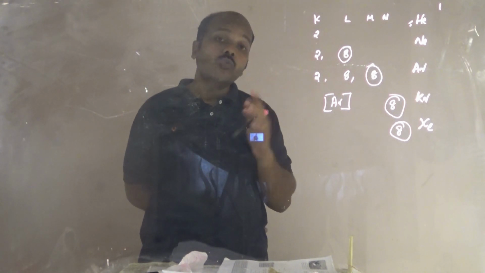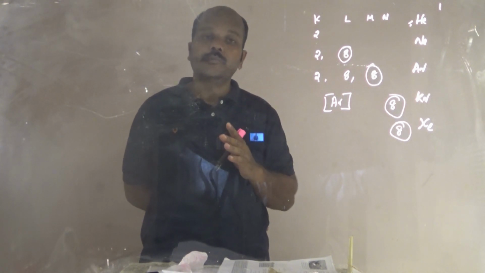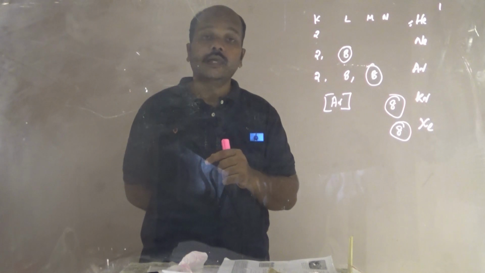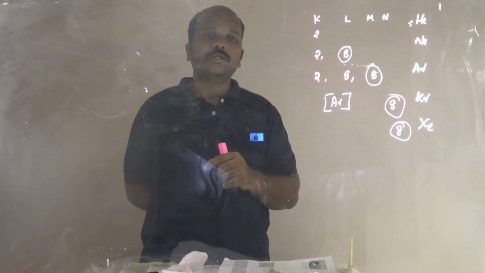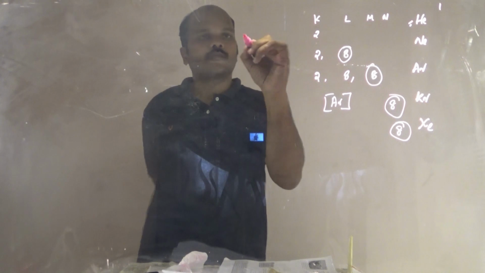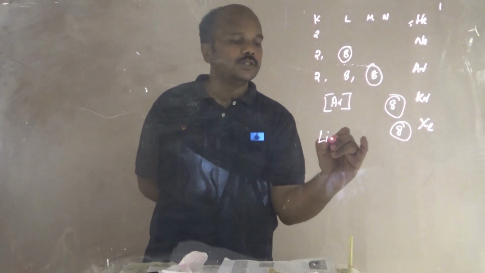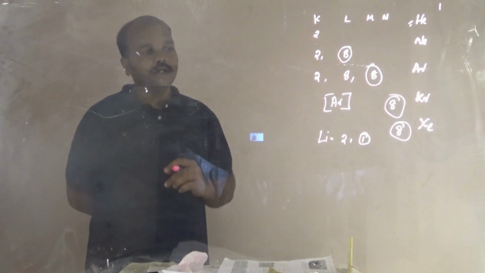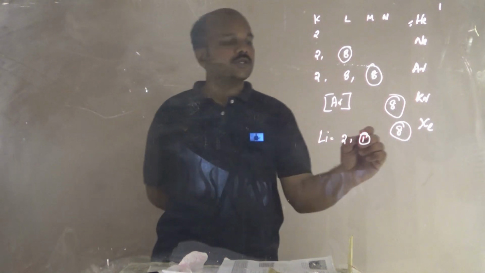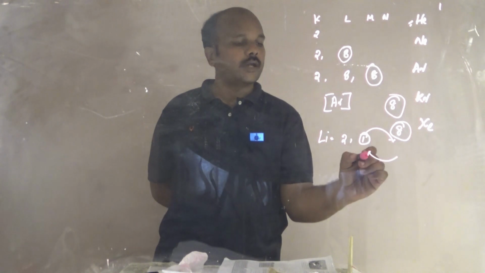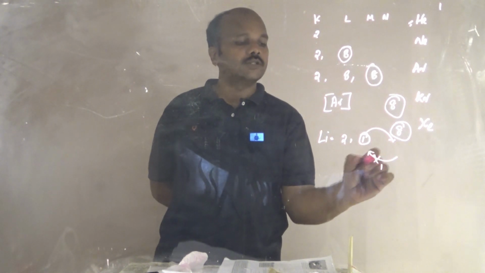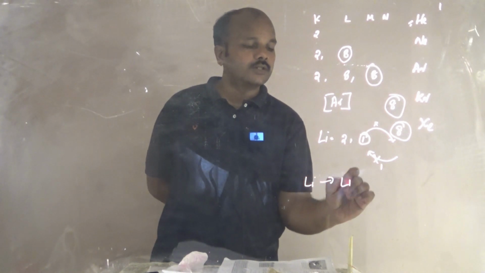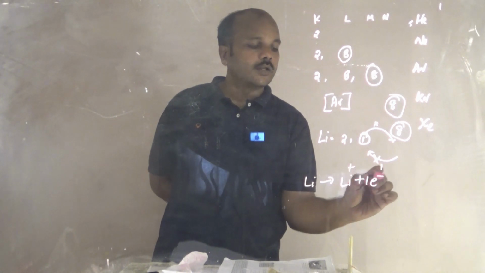One more thing is how an element reacts. It depends on whether it has unpaired electrons or empty shells. For example, take lithium. It is 2, 1, so it has only 1 electron in the outermost shell. So it has a tendency either to release this 1 electron or accept 1 electron. Maximum, it releases 1 electron, so lithium changes into lithium plus and releases 1 electron.